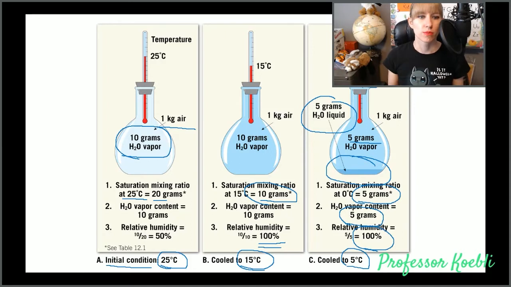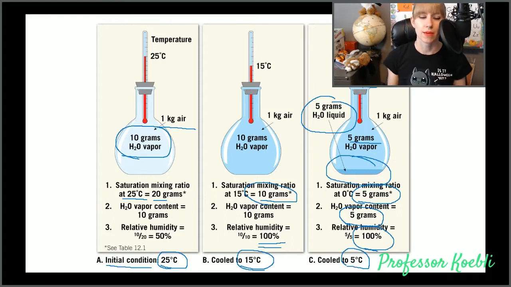The saturation mixing ratio at 25 degrees Celsius is 20 grams. We only have 10 grams of water vapor, which means that if we have 10 grams of water vapor in the air and our maximum is 20, 10 over 20, we're at 50% humidity. Now let's drop the temperature to 15 degrees Celsius.